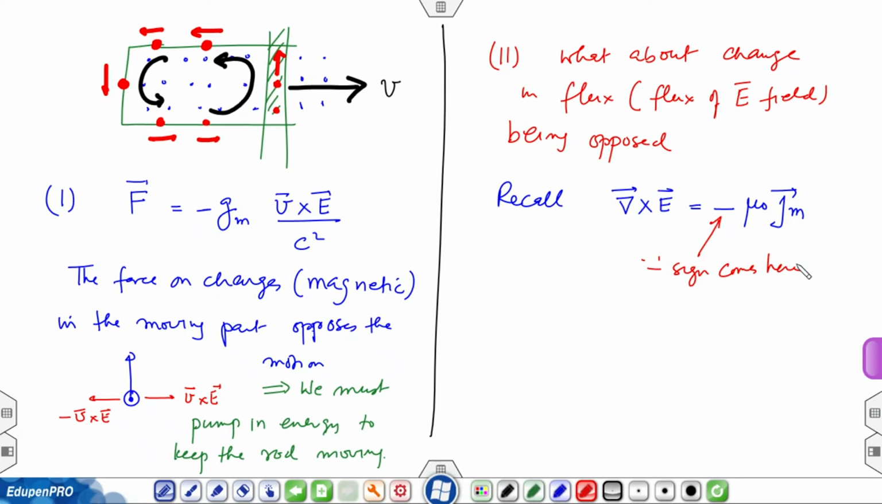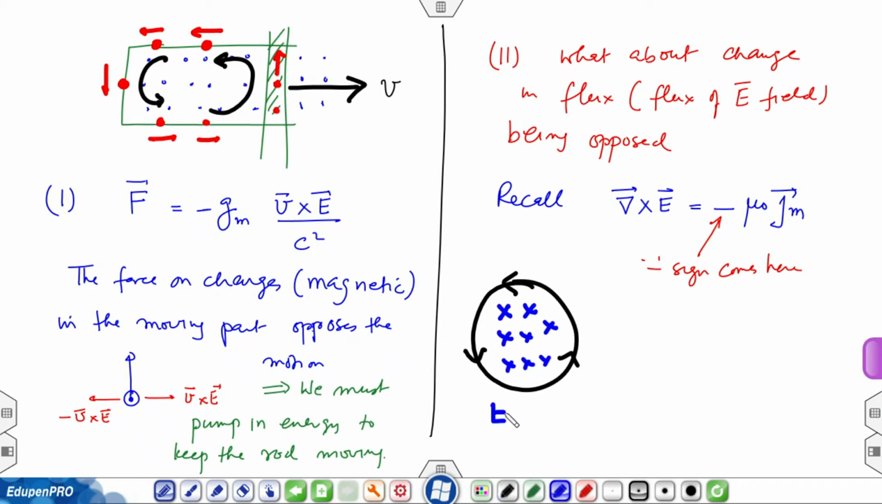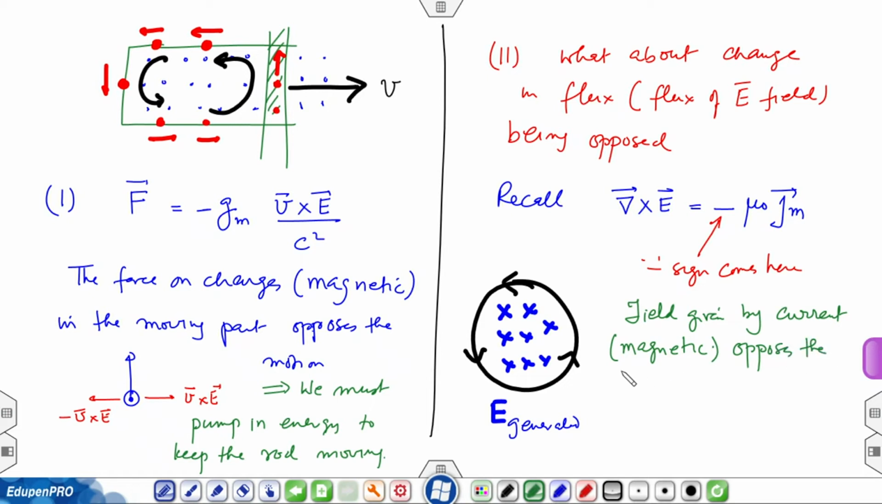So, the counterclockwise moving current, which I have shown, this current will give a field not coming up, but going down. This will be the E field generated. So, conclusion is that field given by current, and we mean magnetic current, opposes the increase in phi E, that is flux. So, that means Lenz's law holds.